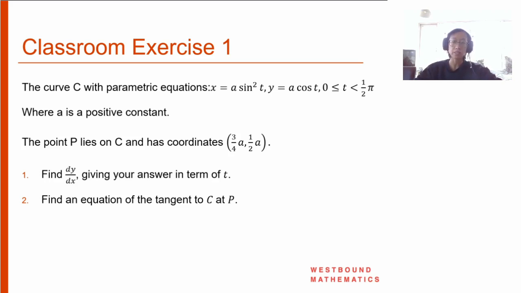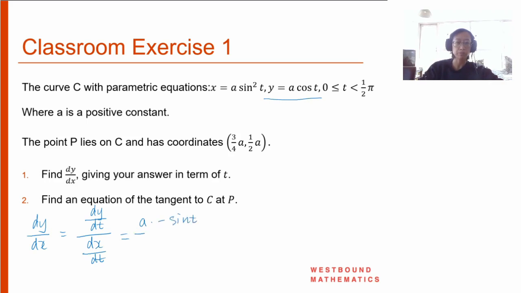So we can find dy/dt and dx/dt first, and by connecting them, we will be able to find our dy/dx, as we've seen before. So here, my dy/dx is equal to dy/dt divided by dx/dt. My dy/dt is the derivative of a times cos t, which is equal to a times minus sine t. And my dx/dt here is equal to 2 times a sine t times cos t. Here we apply the chain rule.